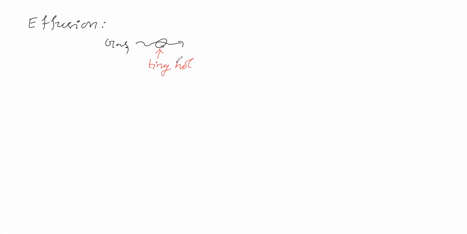If gas comes out through a tiny hole, then it is called effusion. Effusion means gas is coming out through a tiny hole. Next, what is diffusion? Diffusion means intermixing of gases. Intermixing of gases is called diffusion.